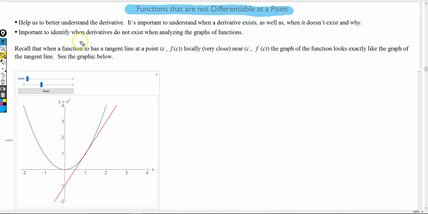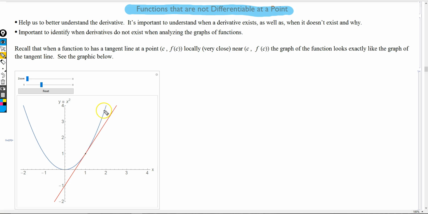That's going to be an important point of determining where a function is increasing and decreasing, or concave up and concave down, which we'll get to later. Now, before we start looking at examples of when functions are not differentiable, let's quickly recall what it means for a function to have a tangent line at a point. So take a look at this graphic down here. We've seen this before, but let's just review it.